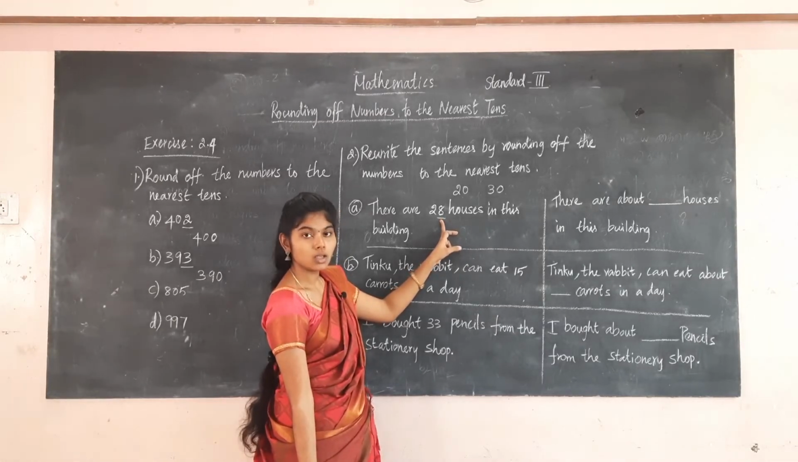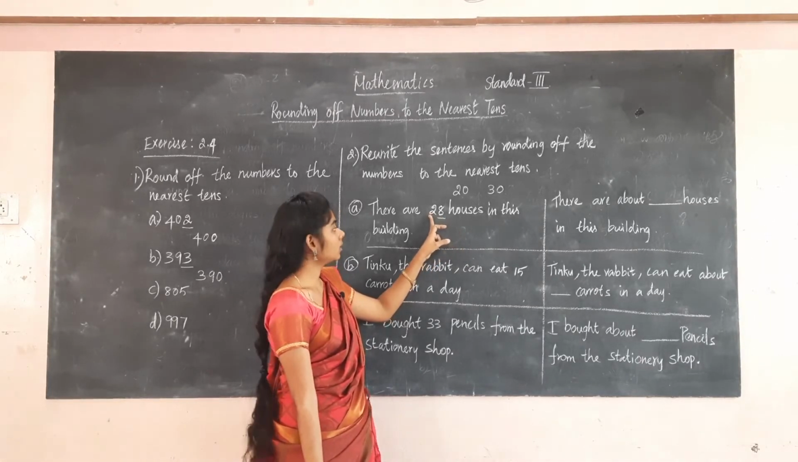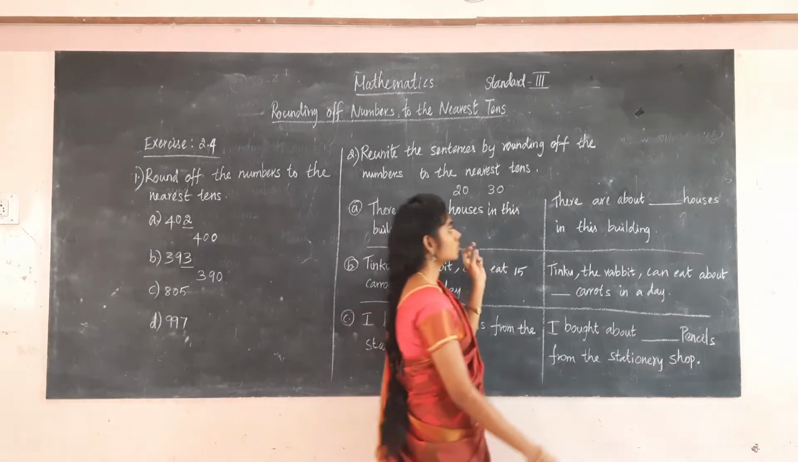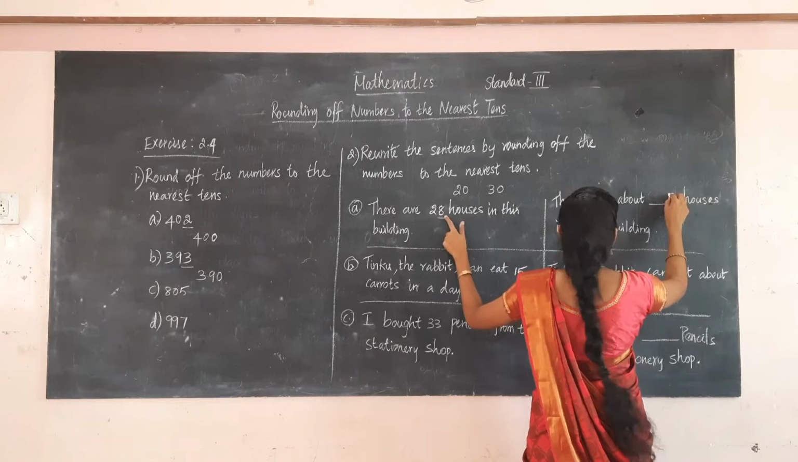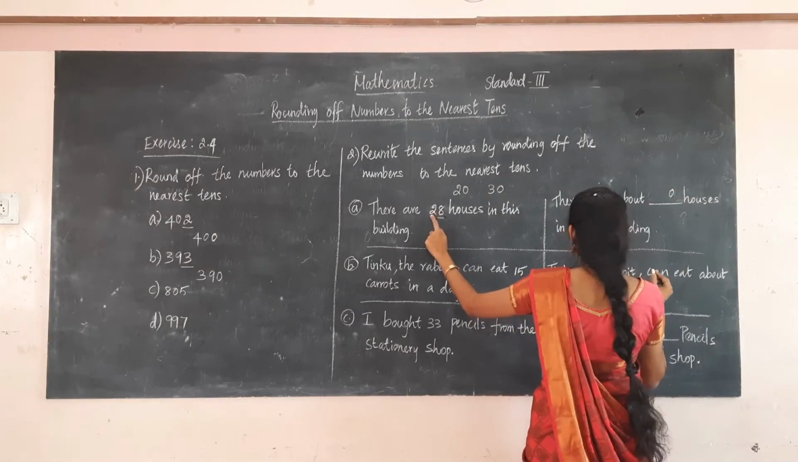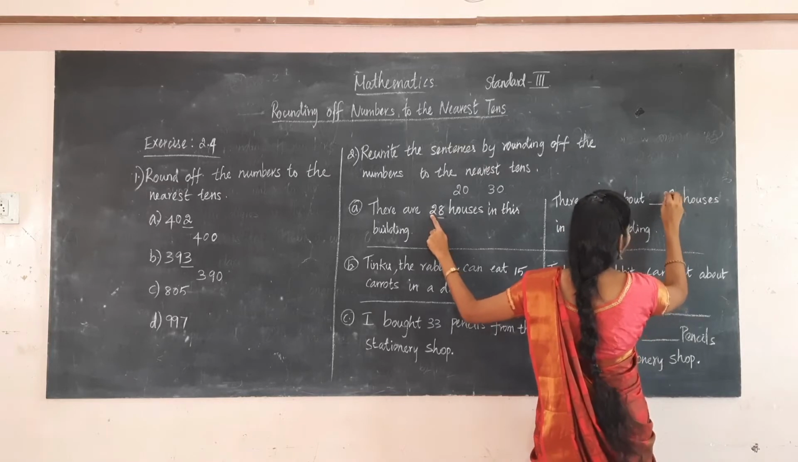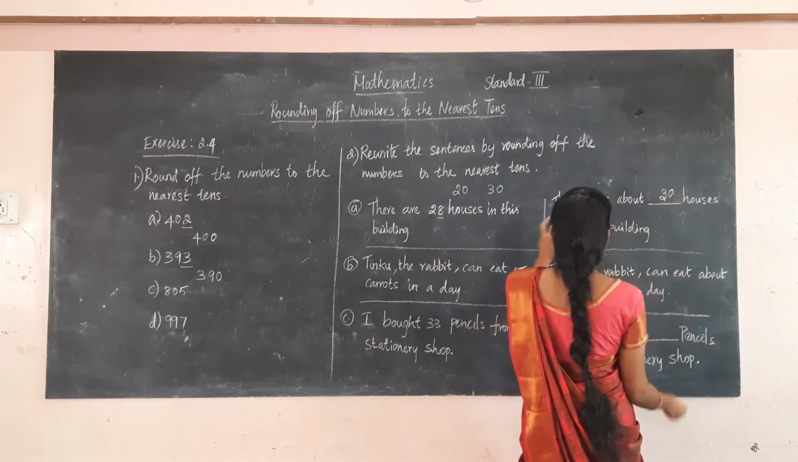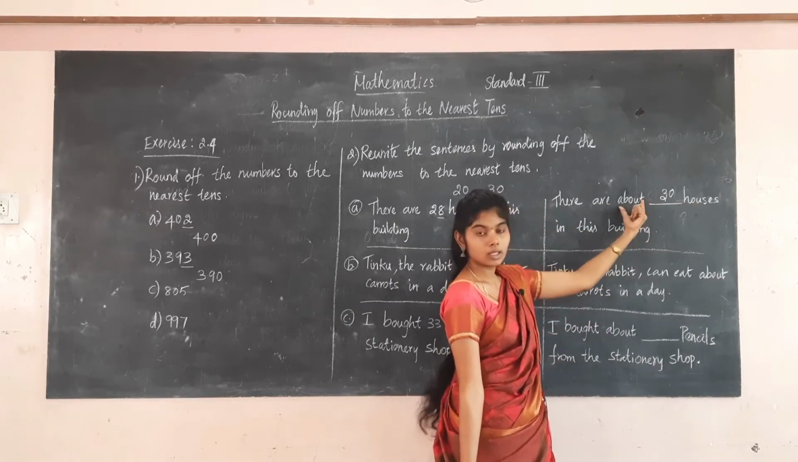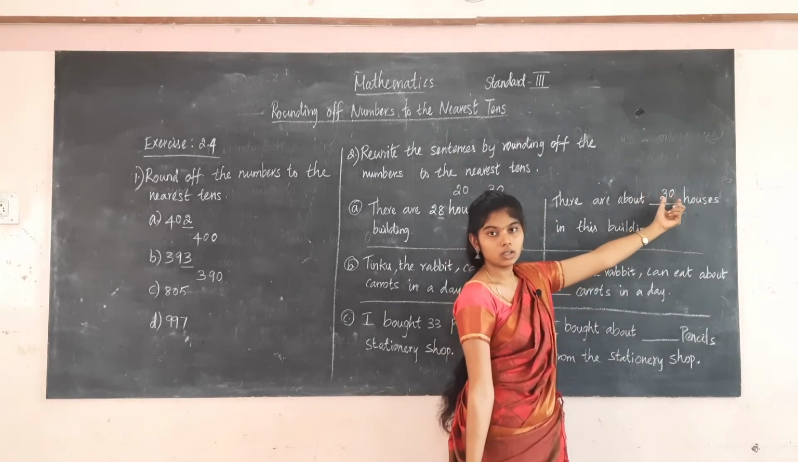The second rule is we have to add 1 in the tens place and 0 in the ones place. So you will be writing 0 in that place where the 8 is given and you will be adding 1 to the tens place. So adding 2 plus 1 is 3. So the answer is there are about 30 houses in this building. What is the meaning of about? Which is nearest to the number.